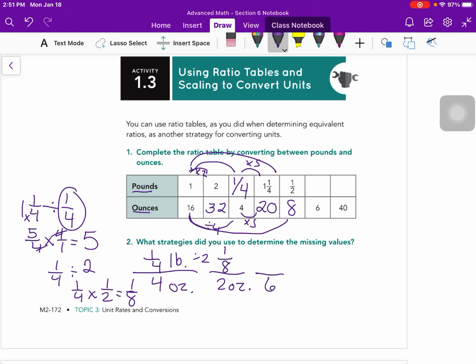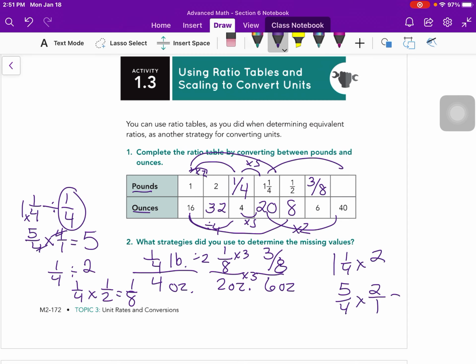And then if I want to try to get to 6 ounces, I would times by 3 and times by 3. So that would give me 3/8 for this one. And then let's see, I know I can do 20 times 2. So 1 1/4 times 2 would be like 5/4 times 2 over 1. And that's 5/2, which changes to 2 1/2.